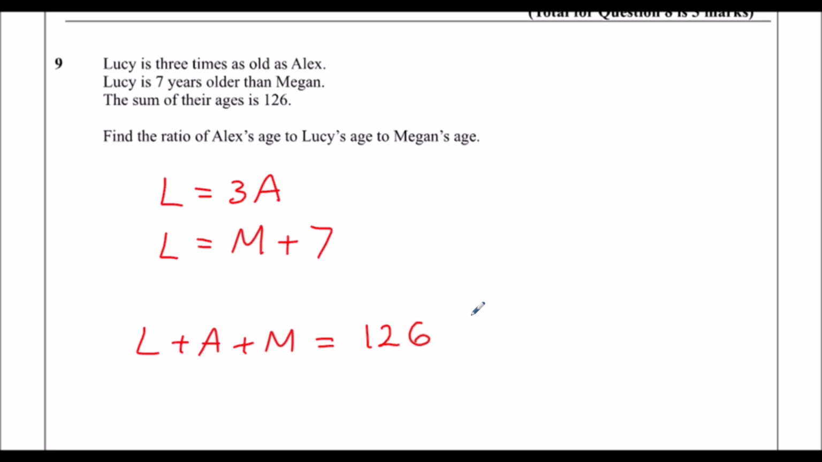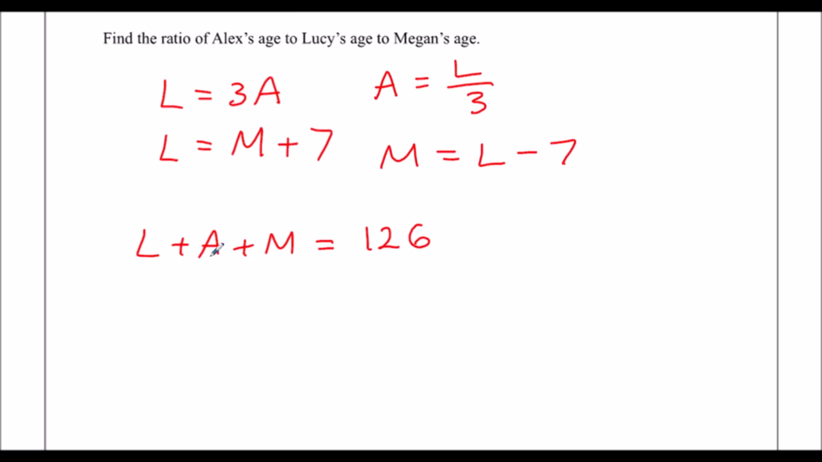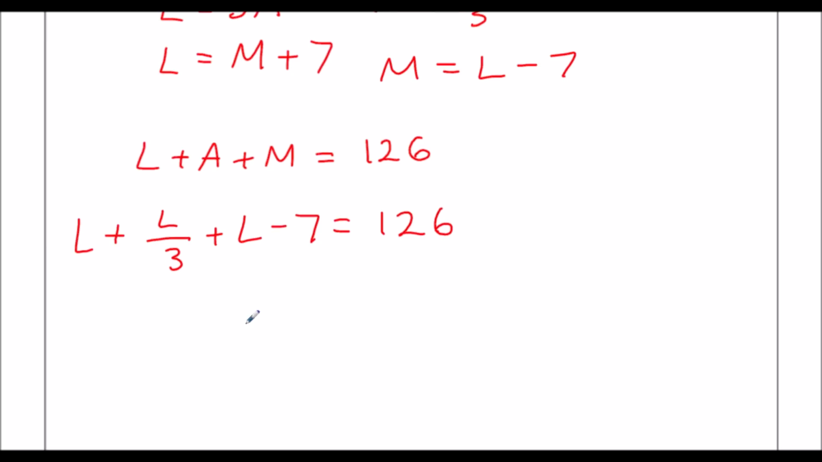So we can write an equation just in terms of L. So A, if I divide both sides of the first one by 3, is L divided by 3. And M, if I take 7 away from both sides, will be L take away 7. So I've got L plus A, which is L over 3, plus M, which is L minus 7, equals 126. So I've just got L's left. I've got rid of the A and the M. So now I can solve this.